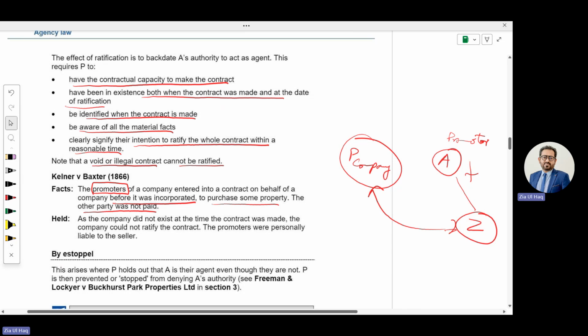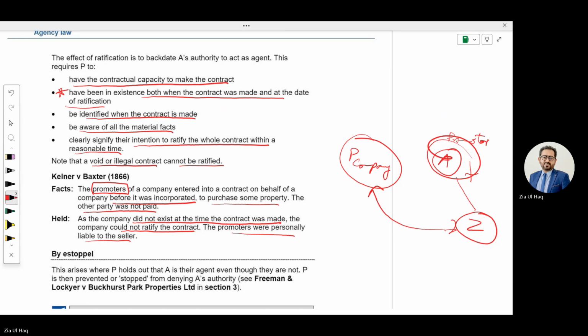Even more, P, the principal, was not in existence. So now they cannot even ratify it, because for ratification, the principal should exist at the time of the transaction and at the time of ratification. As the company did not exist at the time the contract was made, the company could not ratify the contract. The promoters were personally liable to the seller. He will ask, please sue them, not me, because I cannot even deny or accept, as I was not in existence at that time. The company was incorporated after those transactions between A and Z.